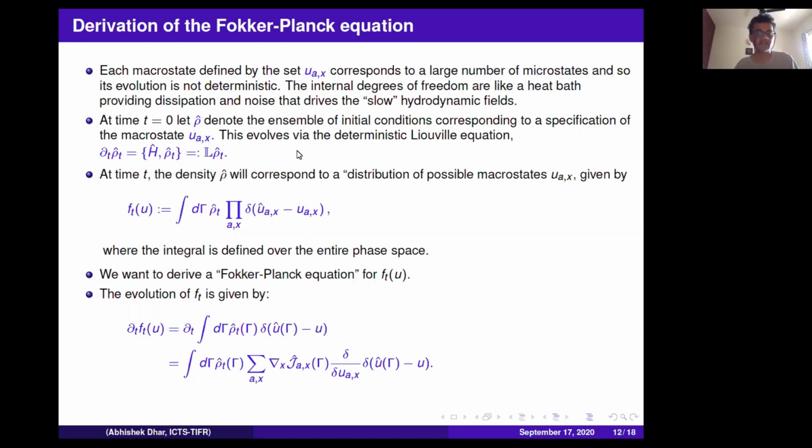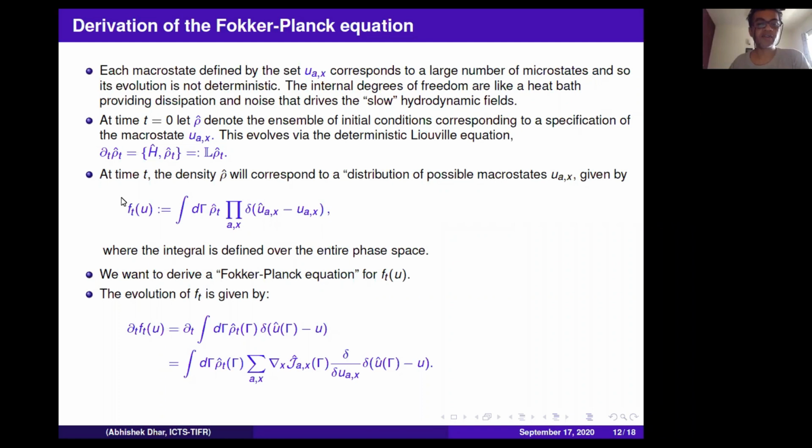And then at a later time, because there were many microscopic configurations, this rho hat will correspond to a possibly different set of macrostates, right? So we can ask what's the distribution of the macrostate corresponding to a given microscopic ensemble. Let's define this object: given the phase space density, what is the distribution of a given profile of the macrostate. So this is then the distribution.